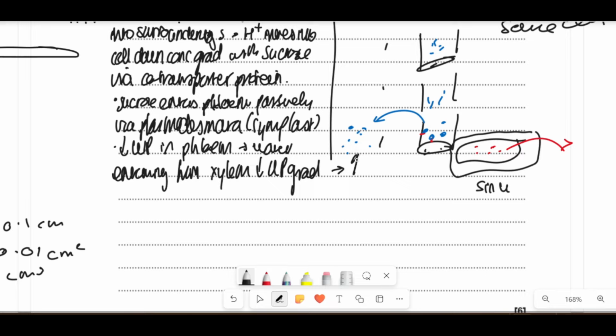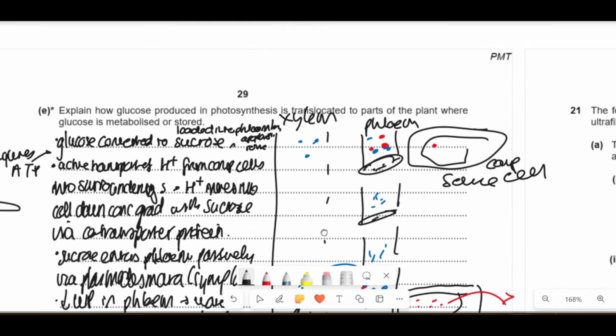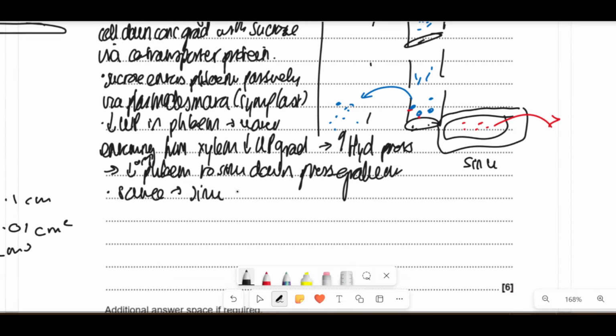Then what happens is that increases the hydrostatic pressure. So then the substances all move down the phloem, or up, whichever way, I should say. It moves through the phloem to the sink, down a pressure gradient. Then it goes from source to sink. In this case, have they told us what it is? Oh, it's just, in general, it's a leaf, but it could be whatever. And then sucrose diffuses into the sink cells.